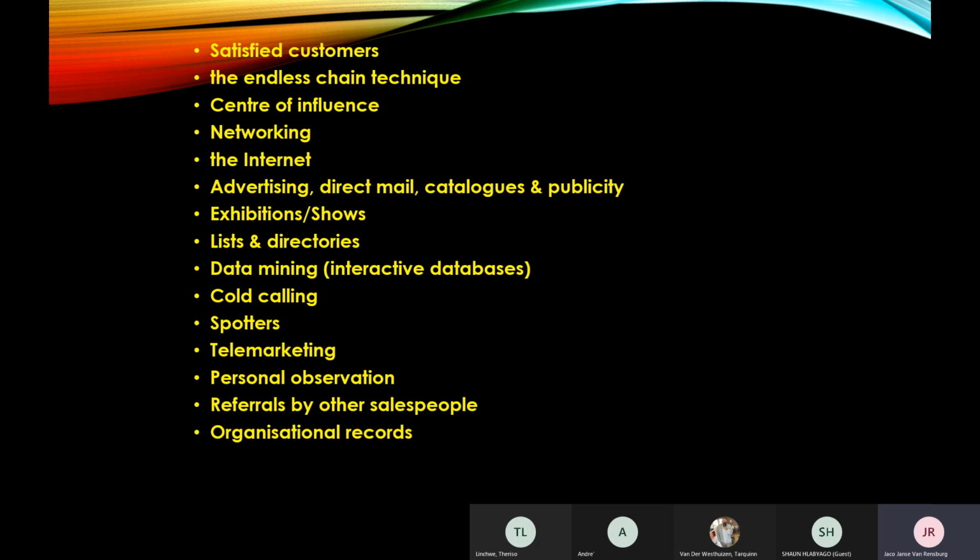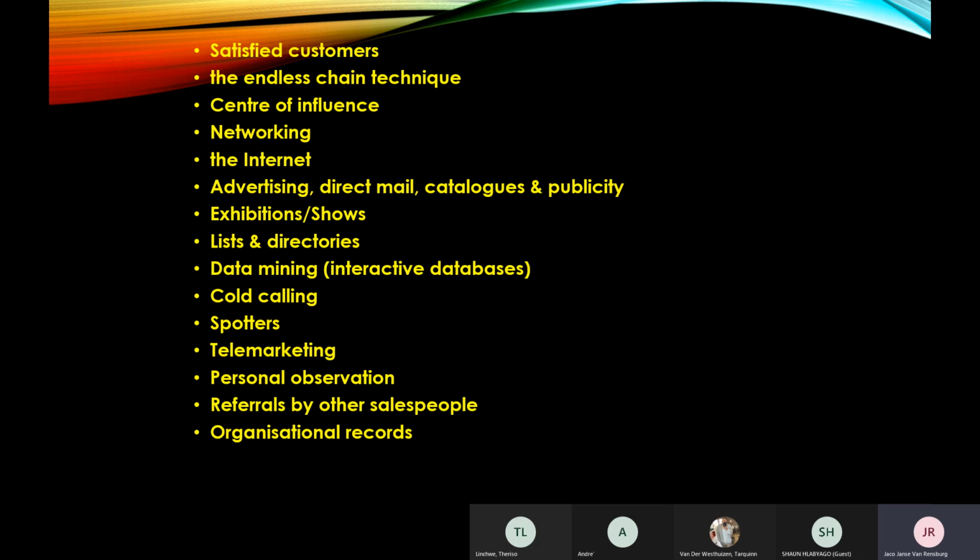And it's usually those that you can also tie in with point number 2, the endless chain technique, where you get referrals from people phoning existing customers who are satisfied and ask them to give you maybe 2 or 3 people that they would recommend your services or your product to. So they sort of tie into each other.